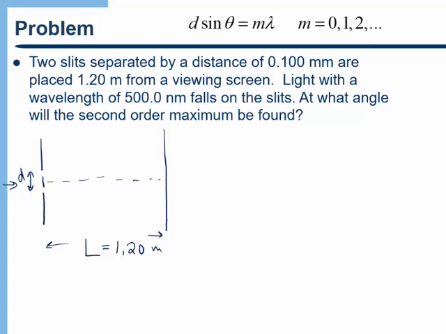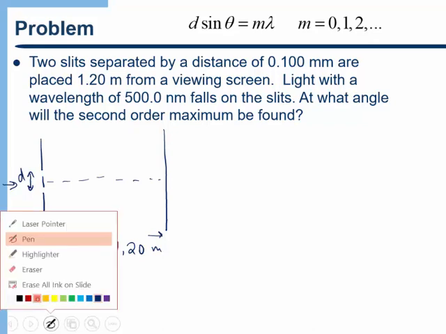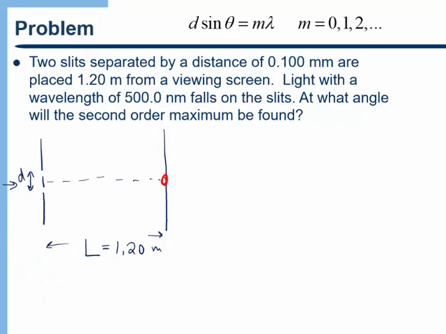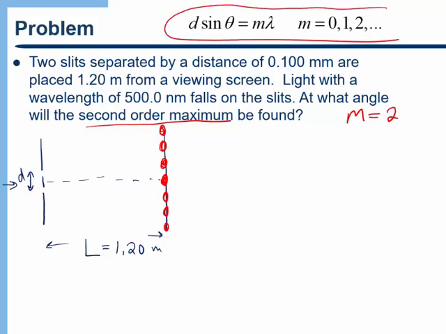So we know that if we illuminate this with a red laser, we would get a central dot on the screen, and then we would get dots going out on either side. So those are the bright spots that we're talking about. Here, we're asked to find the angle to the second order maximum. So that means m equals 2, and we're using the constructive interference formula. If it had said the second order minimum, then we'd be using the other formula.